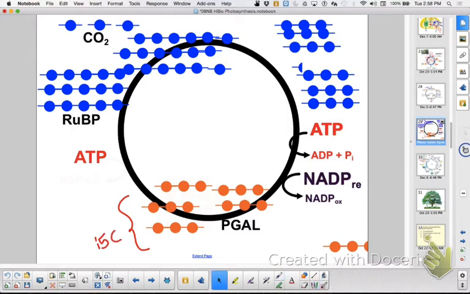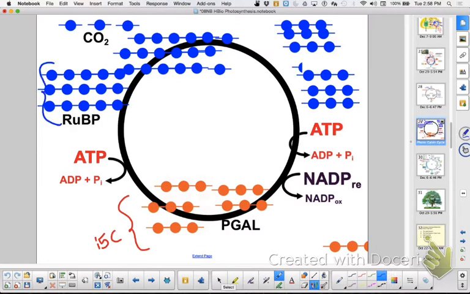I take these 15 carbons, I use some ATP, and I rearrange these 15 carbons into RuBP again. And again, now I have 3 5-carbon units. 3 times 5 is 15.